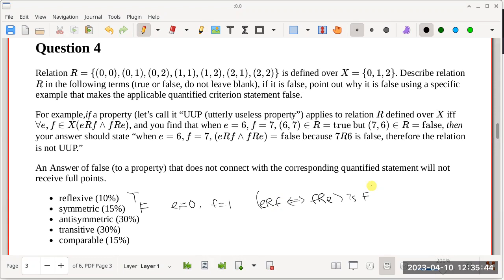Next one, anti-symmetric. Is it anti-symmetric? Let me take a quick look here. It is not anti-symmetric. In this case, if E is 1 and F is 2, then we have ERF and FRE, implying E equals F is false.